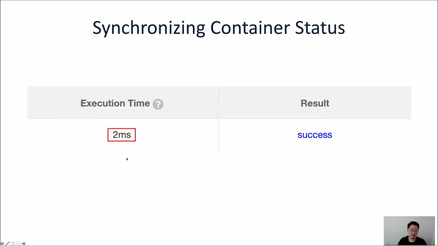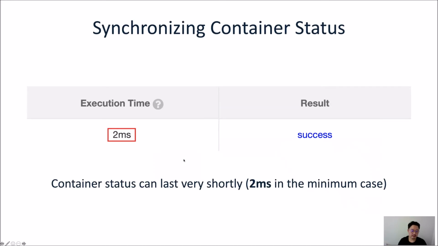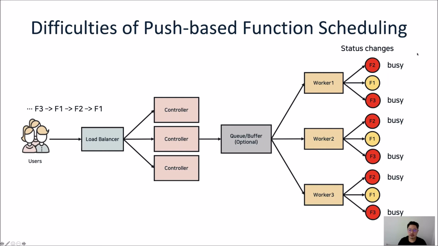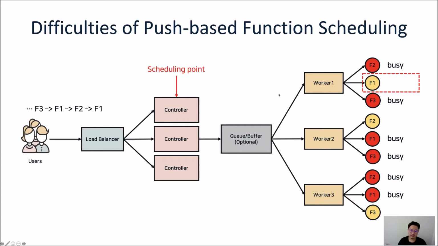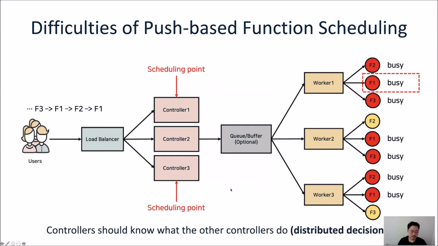This is because one function can finish its execution in 2 milliseconds in the minimum case. It means that container status can last very shortly. So status can change very quickly like this. When a controller schedules this function request to the worker 1, this container status can change right after that. Also, there are multiple controllers, so they may schedule the function request to the same worker for the same container. So controllers should know the decision made by other controllers, and this is a distributed decision problem.